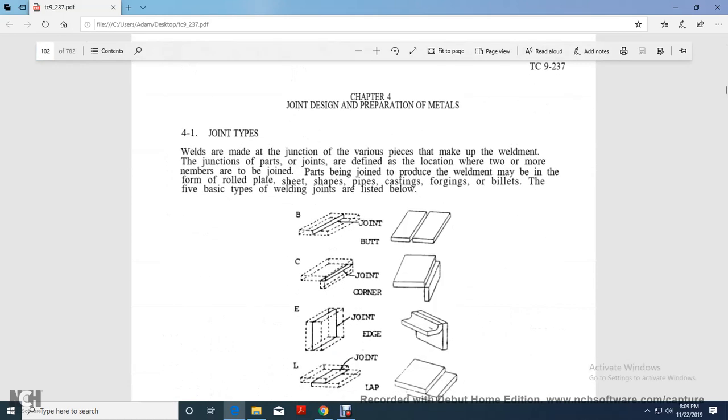All right, Chapter 4, Joint Design Preparation of Metals. First, joint type. What is made at the joints? Welds are made at the junction. A joint is defined as the location where two or more members are to be joined.